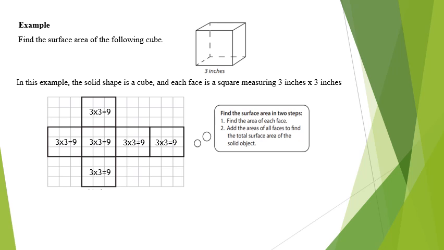So a cube is made up of 6 faces, and each face has an area of 9. So the surface area would just be 9 plus 9 plus 9 plus 9 plus 9 plus 9, which is 54 inches squared. So the units for surface area are the same as units for area, which is just whatever our measurement is, in this case inches squared.